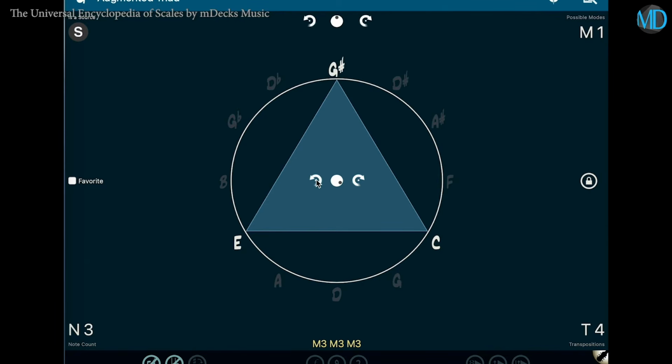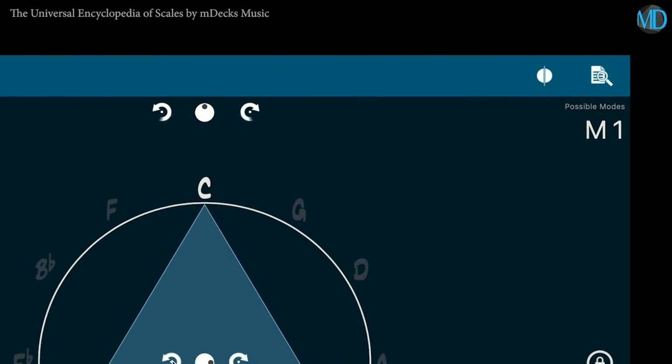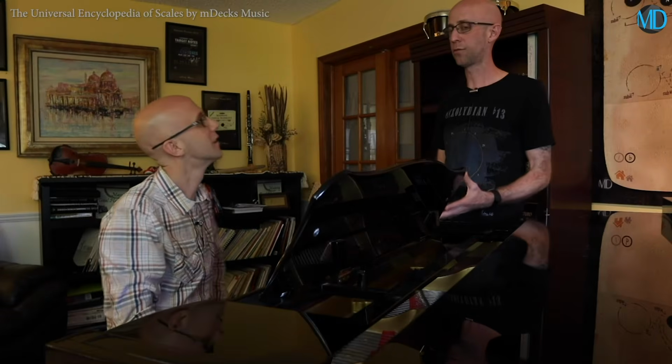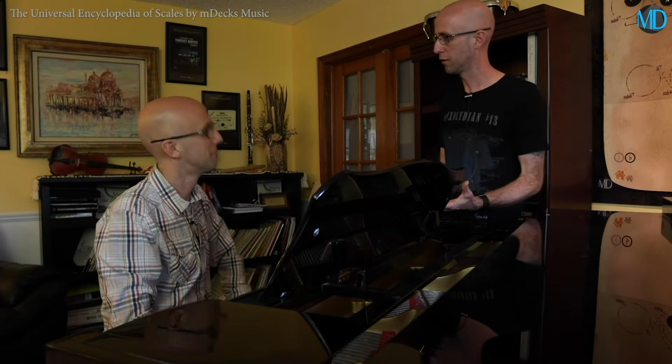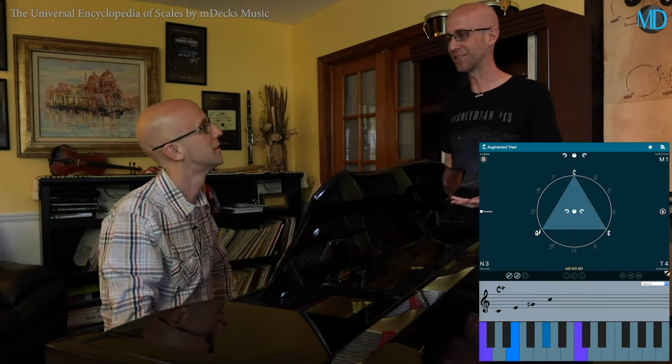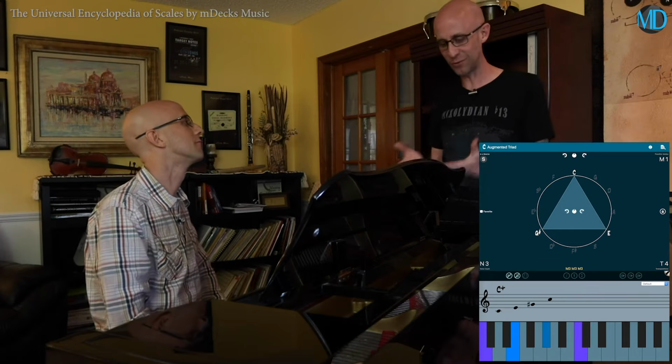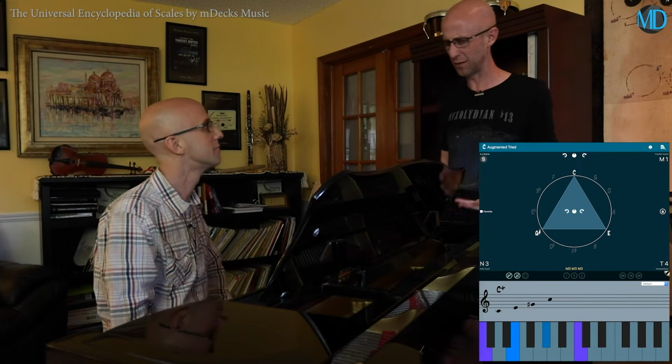Now it is clear that the scale has only one mode because the graphs we obtained under rotation are indistinguishable from one another. That's pretty cool. 3 notes and only one mode. So that's what a symmetric scale is, a scale with less modes than notes. And now that I've seen it in the circle of fifths, it's actually so obvious.